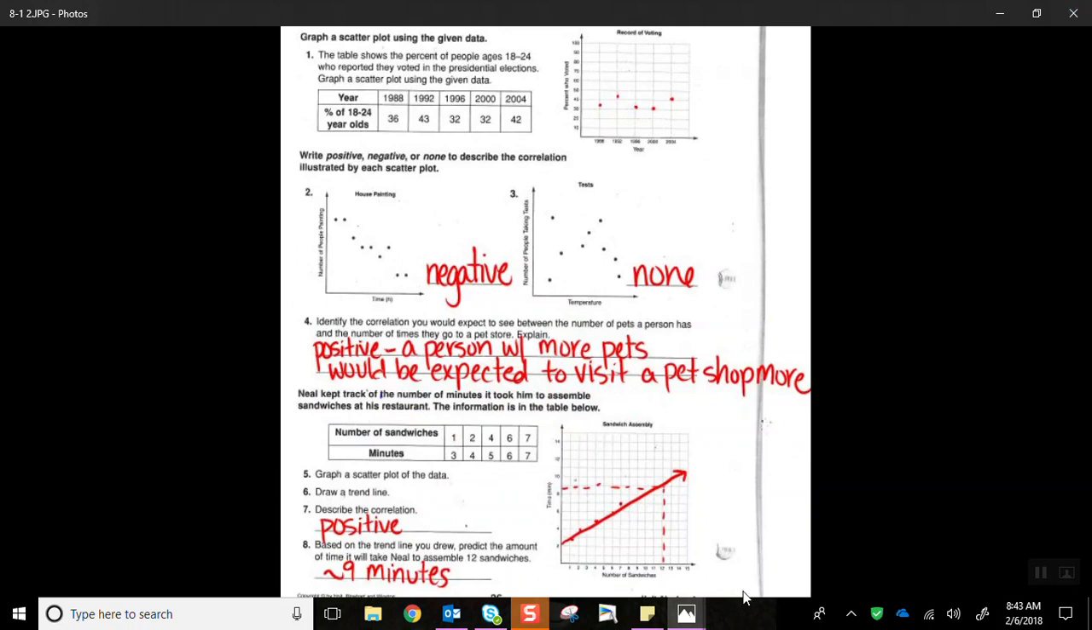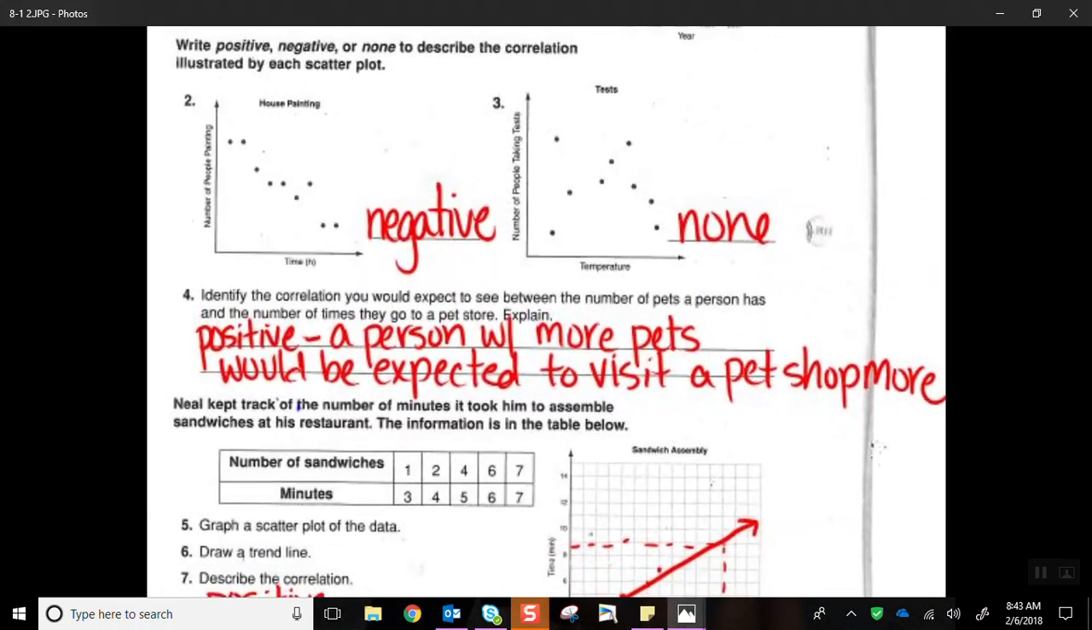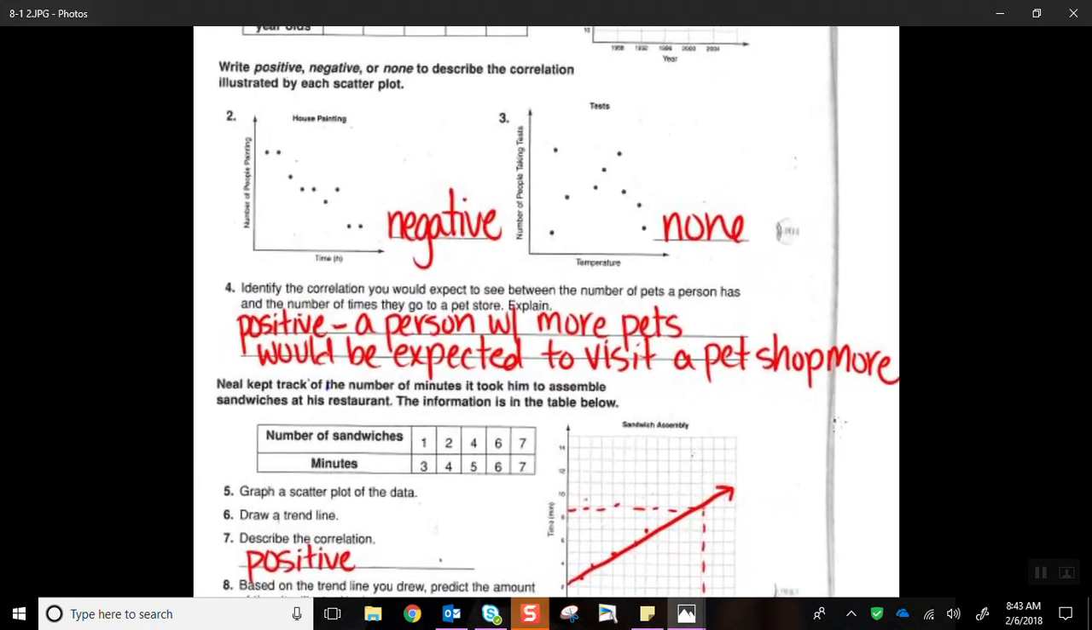Second page, again, asked you to graph a scatter plot, so I've done that on number 1. This was the percentage of people ages 18 to 24 who reported that they voted in the presidential election. Number 2, we have time and number of people painting. So that's a negative correlation. And on number 3, that's no correlation. You can see that that scatter plot does not follow any sort of trend.